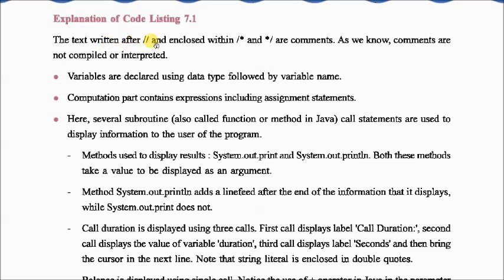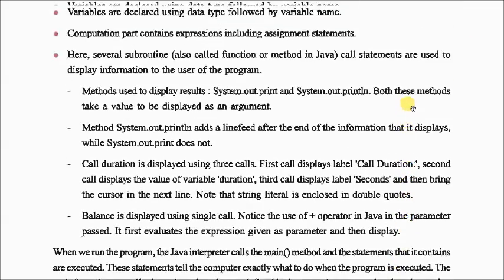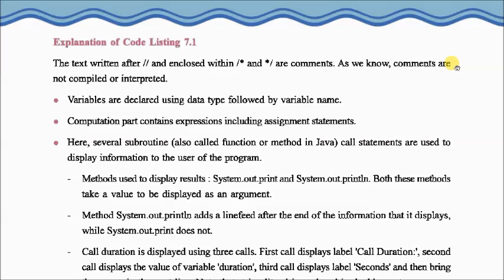The text written after double slash and enclosed within slash asterisk and asterisk slash are comments. As we know, comments are not compiled or interpreted. Comments are one kind of extra information for the user, that you can write about the statement. You can write which statement it is and what it is used for. Whatever you have written after double slash, or in between the slash asterisk and asterisk slash, is considered a comment. It will not be interpreted or compiled by the computer.